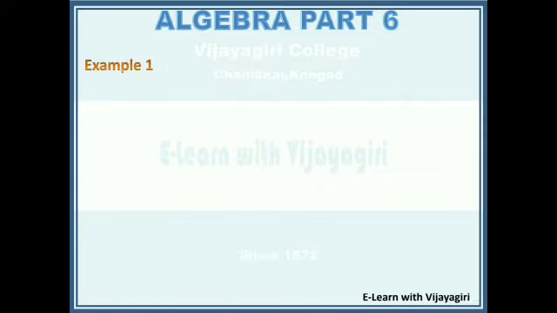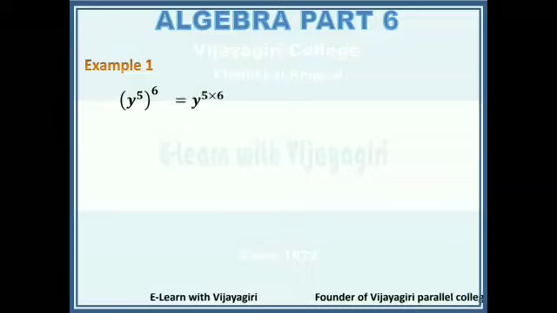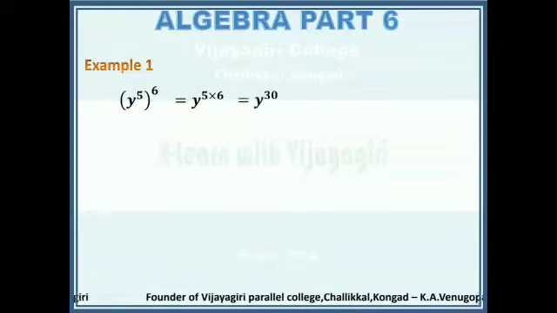Let's check some examples. y to the power 5 whole to the power 6. Here we can use this law, so it can be written as y to the power 5 into 6, and it will be equal to y to the power 30.